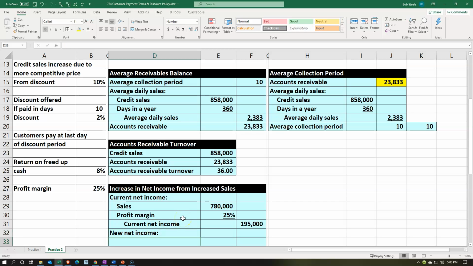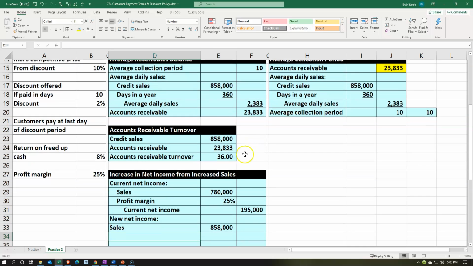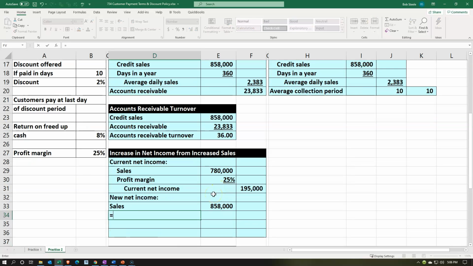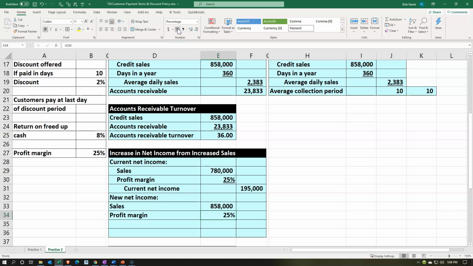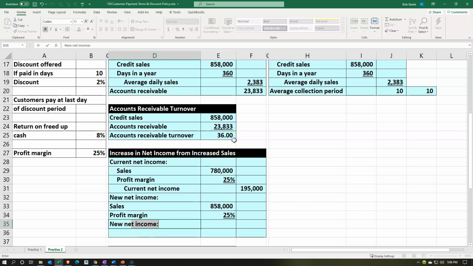So that's going to be sales. We're saying the sales now are going to be up to the 858 on the sales. The profit margin is still going to be equal to the 25%. Let's format that. Home tab, numbers, format that to a percentage. And then the font tab and underline it. That's going to give us our new net income, putting that in the outer column. The 858 times the 25%.